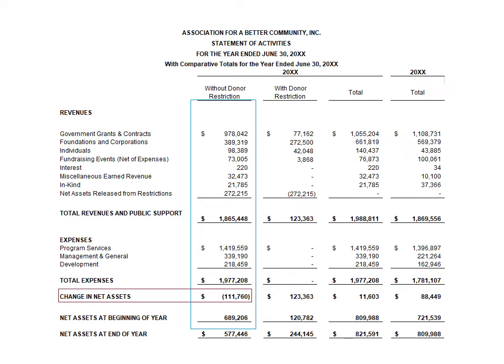Now again, I just want to contrast that with if we had looked at our total change in net asset line. In total, it looks like an $11,000 surplus, but that's not the reality of what our operating result was for the year. So that's why looking at the total column can be a bit confusing. What we want to pay attention to is our change in net assets in the without donor restriction column that shows us that this organization ran an operating deficit.